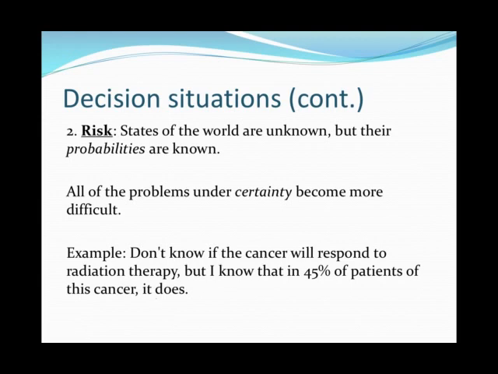And if we don't do radiation therapy, we just do chemotherapy instead, we know that the cancer responds in 25% of the patients. And so we don't know for sure what will happen, if the cancer will respond or not. So the state of the world is unknown, but the probability of a certain state of the world happening, like the response to the chemotherapy, we do know that.